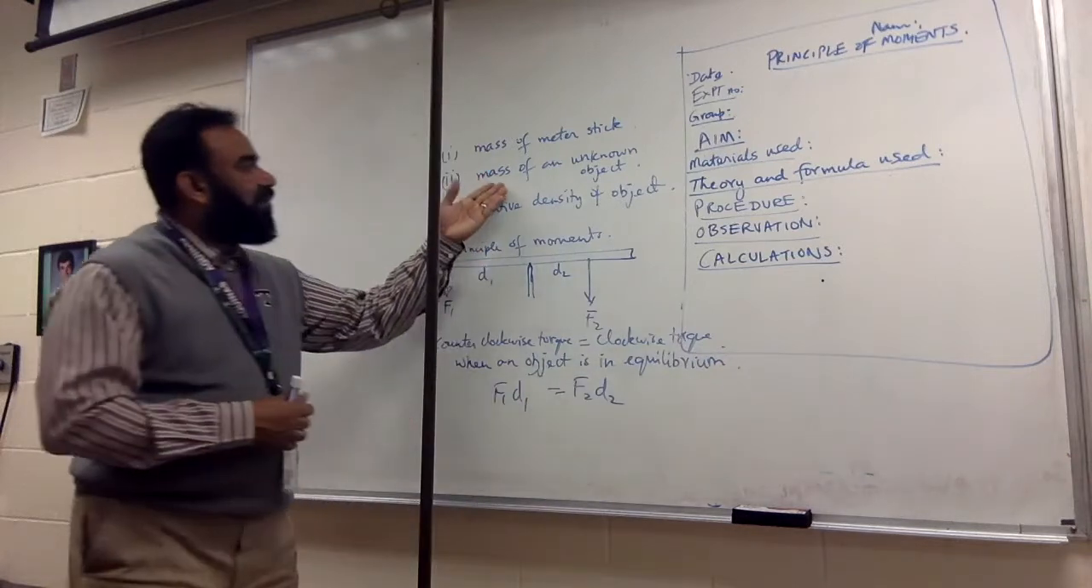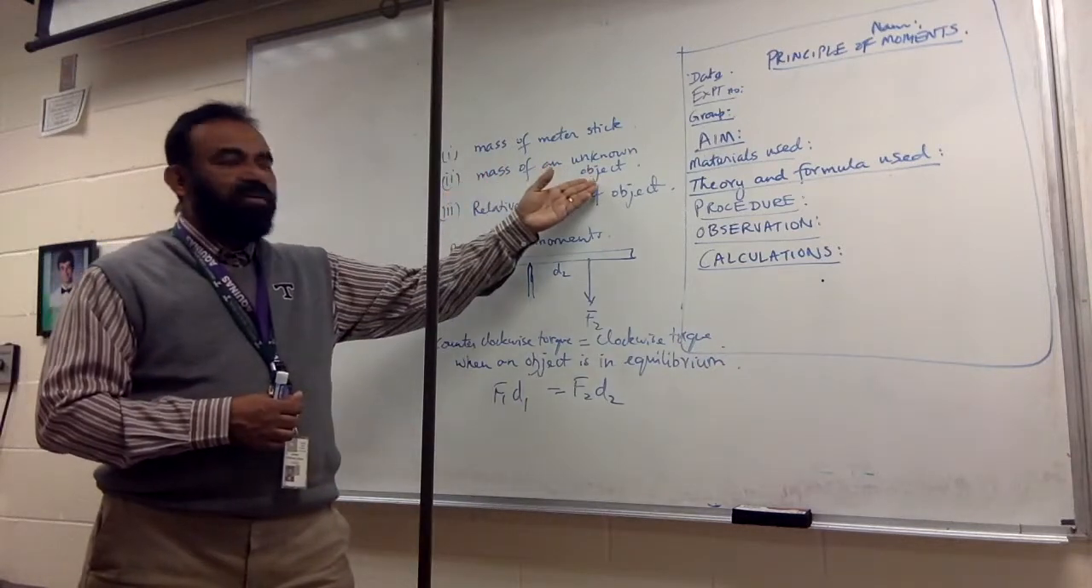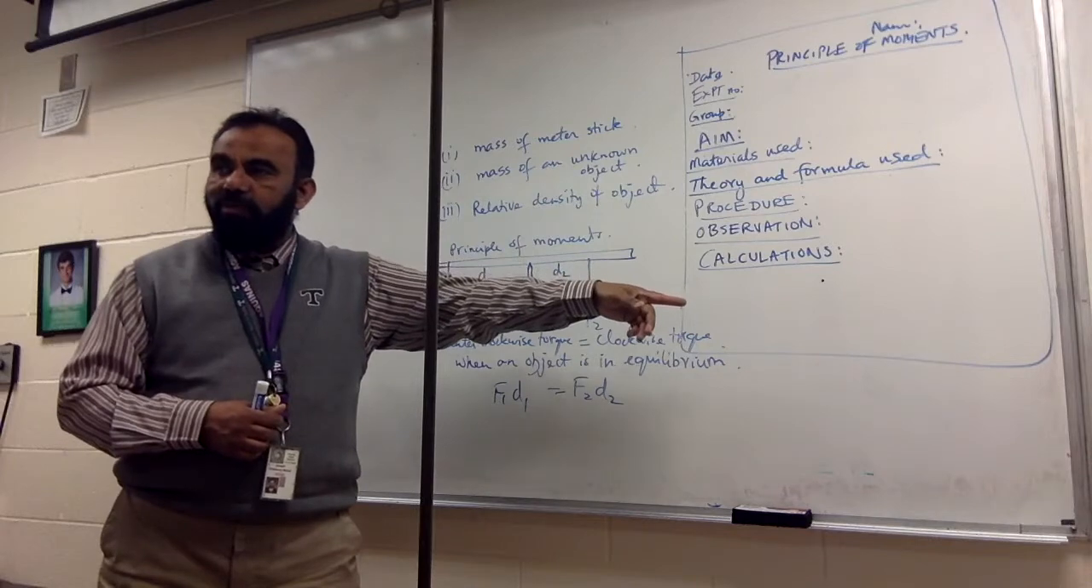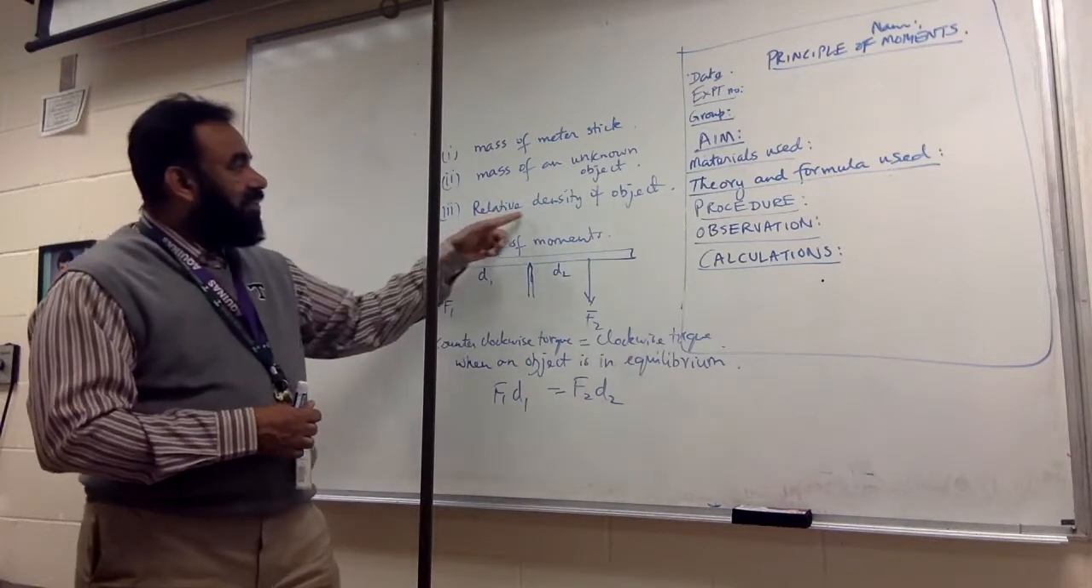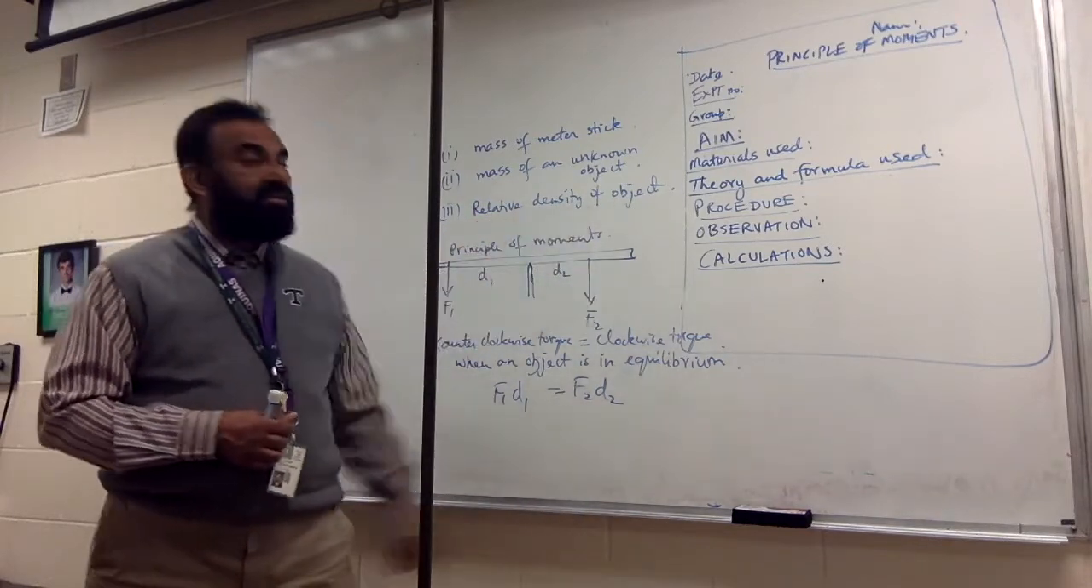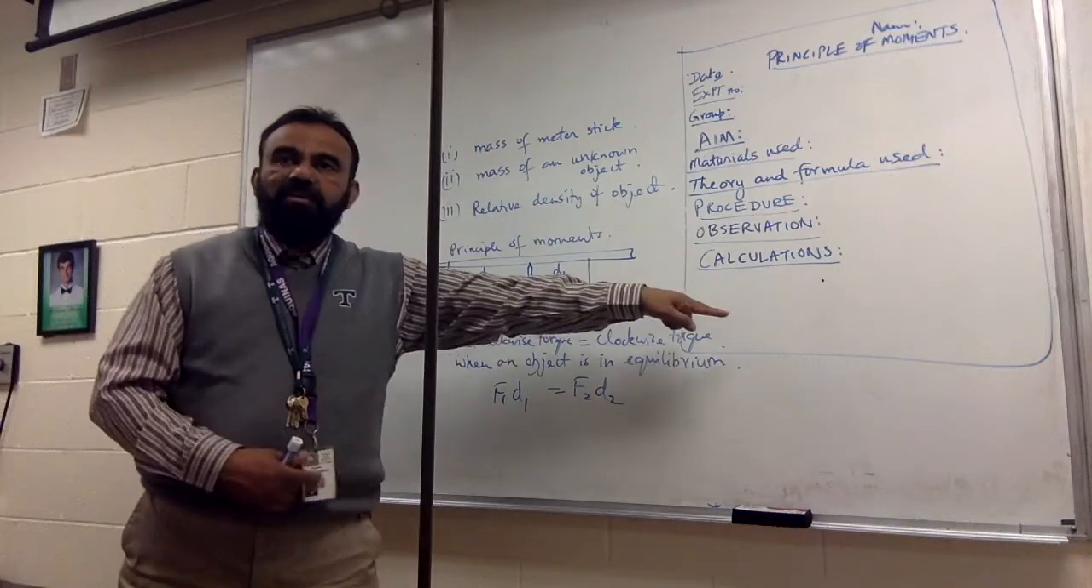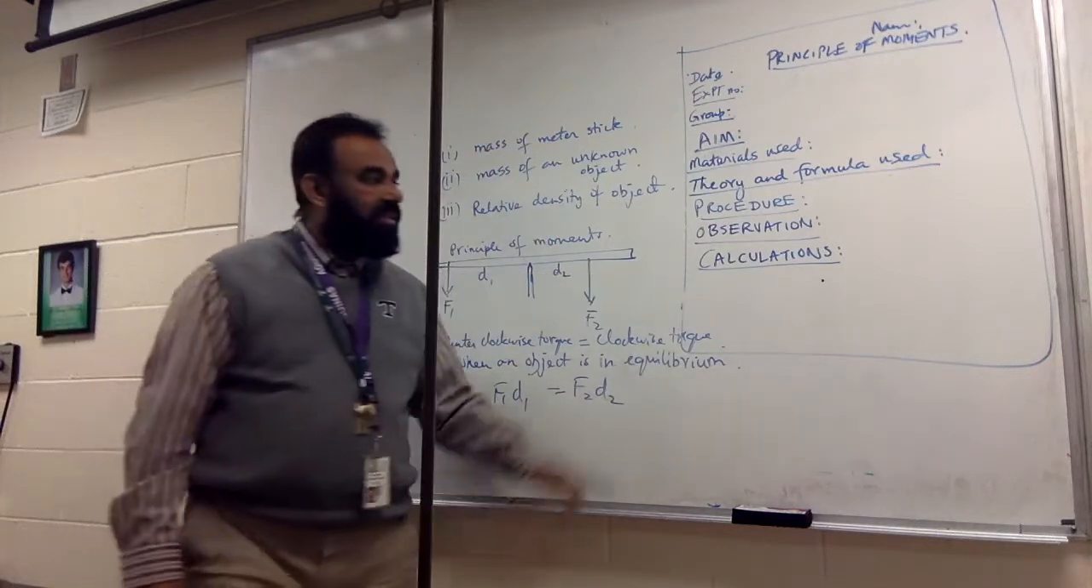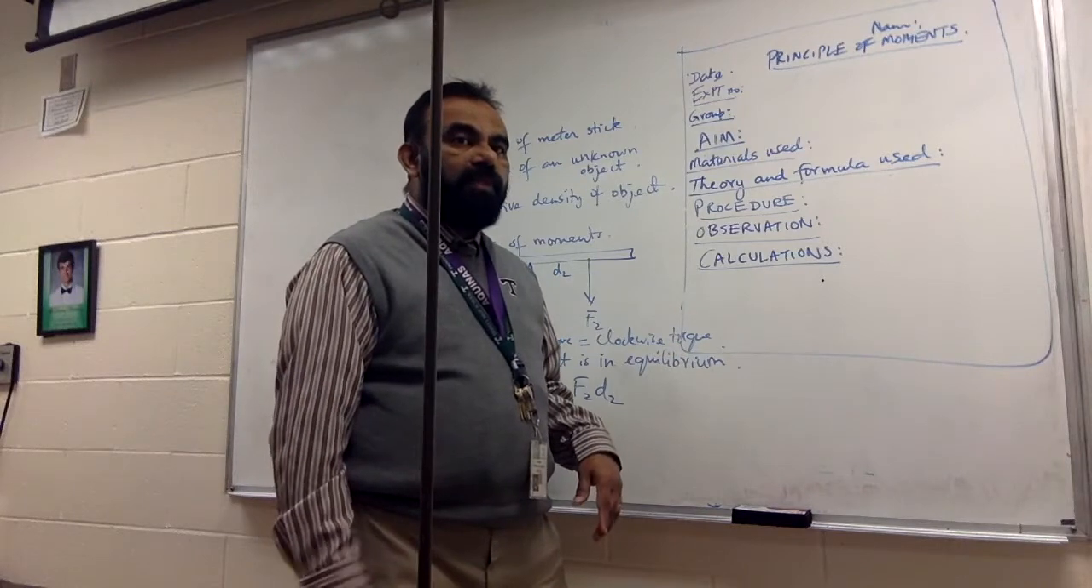So for example, what am I asking here? Find the mass of an unknown object. You can definitely do some calculations. That goes there. Relative density of the object. That goes there. Find the mass of the meter stick. All the calculations that follow, that goes there. How would we list that?